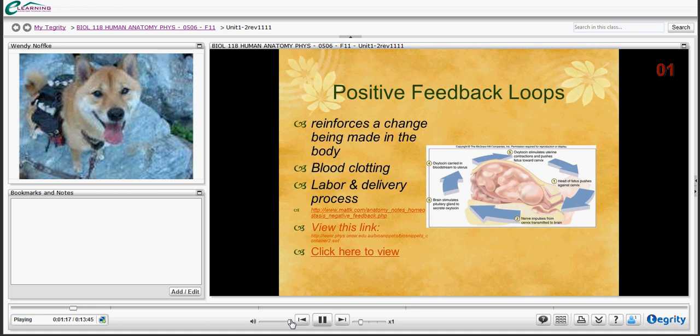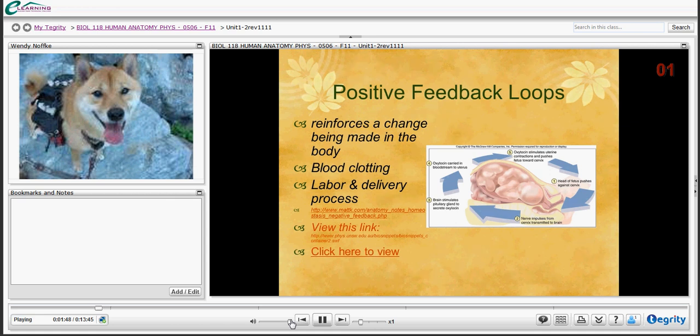Positive feedback loops are going to detect a change in the body and then reinforce that change. These are far less common, and there are only a couple of examples. One example is during the labor and delivery process. The body detects a change and increases the uterine contractions and reinforces that with intensifying the contractions. Without this reinforcement, the labor and delivery process would never progress.